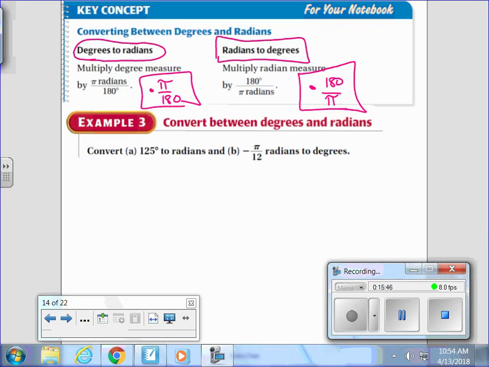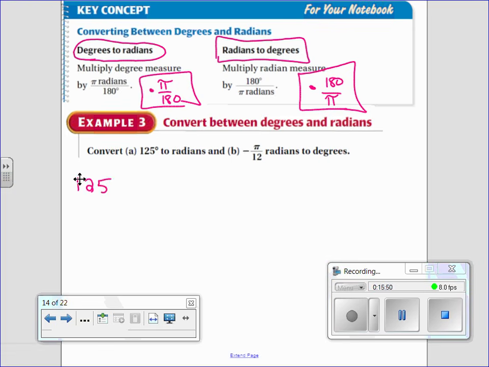All right, so let's give two of these a try. We're going to start with our 125 degrees. It is definitely a degree, and we're trying to convert into radians, so we're going to multiply by pi over 180. That would be 125 pi over 180. Now, you have the option to reduce that by hand. You could divide the top and bottom by 5. There might even be a bigger number that divides both of them.